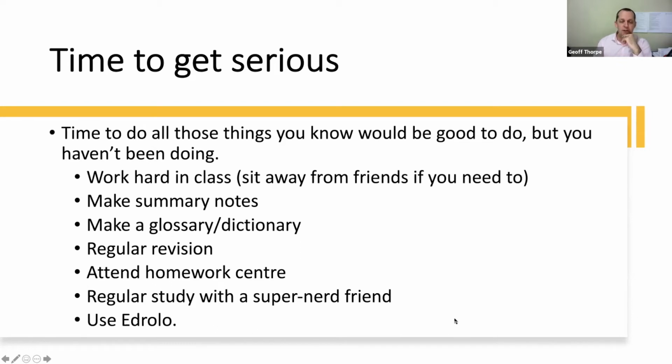Regular revision: always assume that your homework always includes regularly revising what you have done. Attend homework center. One of those things you're probably realizing, oh, that'd be a good idea to do. Actually do it. Study with a super nerd friend. If you're a super nerd, study with another super nerd. If you're not a super nerd, see if you can get one to adopt you and study with them. Use Edrolo. Many of you weren't using Edrolo very much at all last year. So all these little things that you know will help, but you haven't been doing, now's the time to actually do it. Time to get serious.